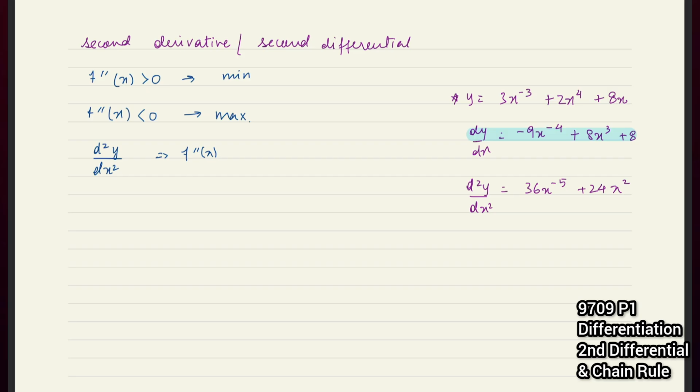So what do we determine by finding the double differential or the second derivative? By finding the second derivative, we find out whether it's a minimum point or a maximum point. When second differential is greater than 0, it's minimum, and when it's less than 0, it's maximum.